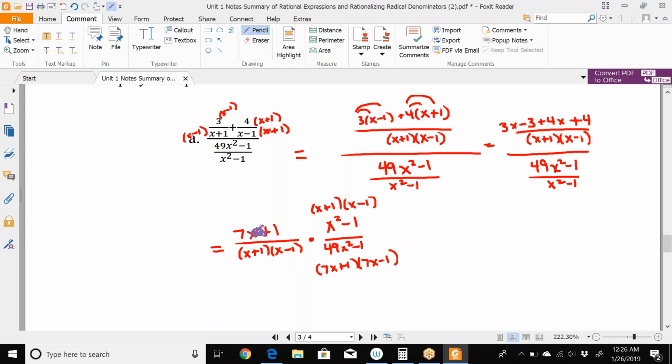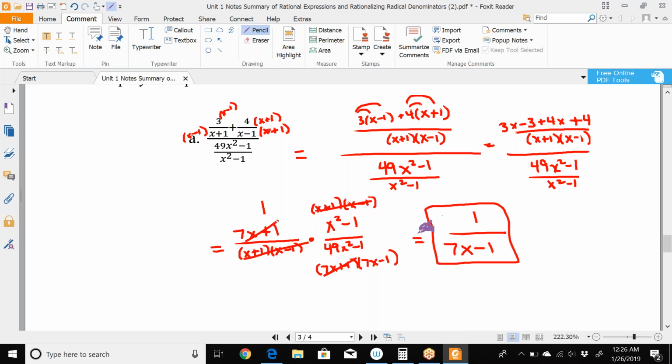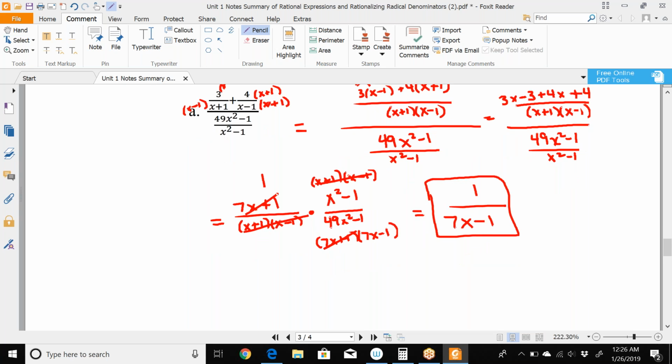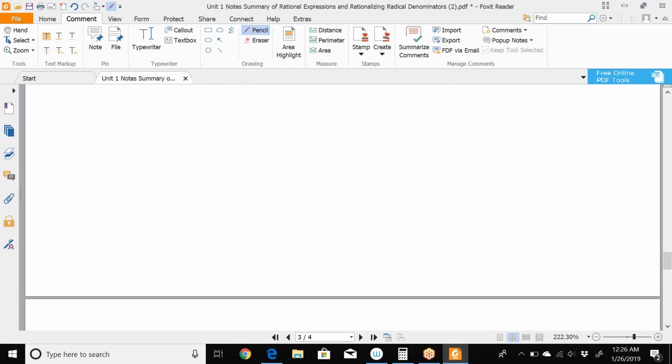So when we look at this, we can reduce the 7x plus 1s on top and bottom since this is times, and that whole x plus 1, x minus 1 is gone. Now it looks like your whole numerator is gone, but remember this is this factored. You're still left with a 1 on top no matter what. So this is a 1 over 7x minus 1. Please don't write 7x minus 1 and circle that, because if you don't realize it's in the denominator, you will have the wrong answer. So it's 1 over 7x minus 1. So that's how we deal with the complex rational expressions.